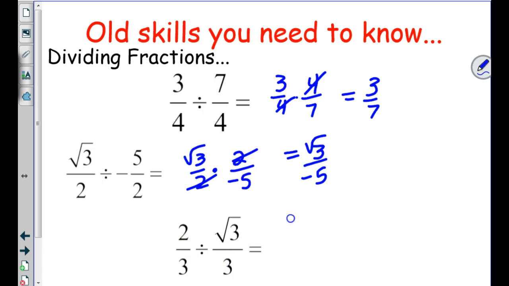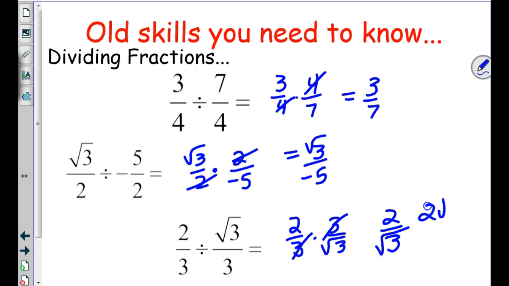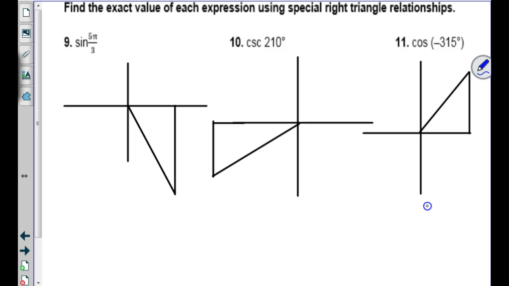If I had this, I'm going to have 2/3 times 3/√3. These are going to divide out. And then are we getting good at telling me that's 2/√3? Okay. Just practicing, because now this is where we're supposed to do this without a unit circle using our special right triangles, but I really don't care.